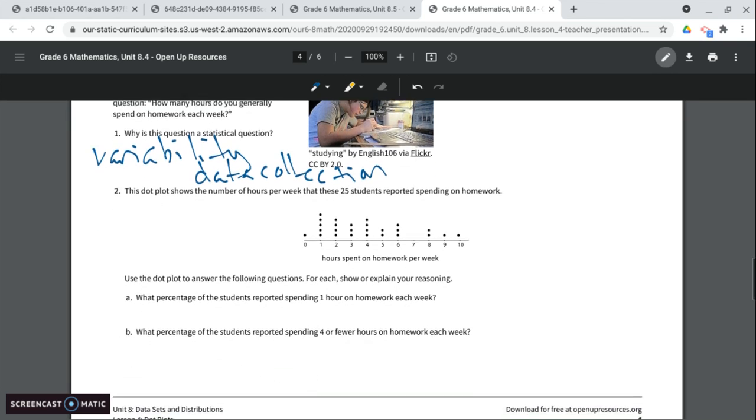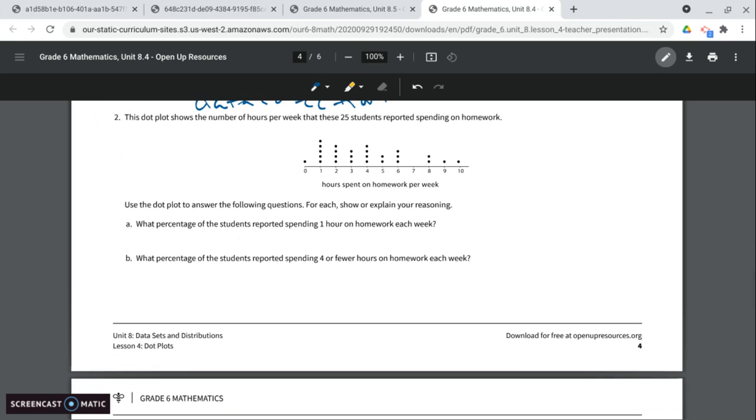All right, this dot plot shows the number of hours per week that these 25 students reported spending on homework. Use the dot plot to answer the following questions. For each, show or explain your reasoning. What percentage of the students reported spending 1 hour on homework each week? So if we look, how many students are there for 1 hour? Well, we have 1, 2, 3, 4, 5. So we have 5 out of 25, or 1/5, which would be 20%. So 20% of the students said they spent an hour working on homework each week.